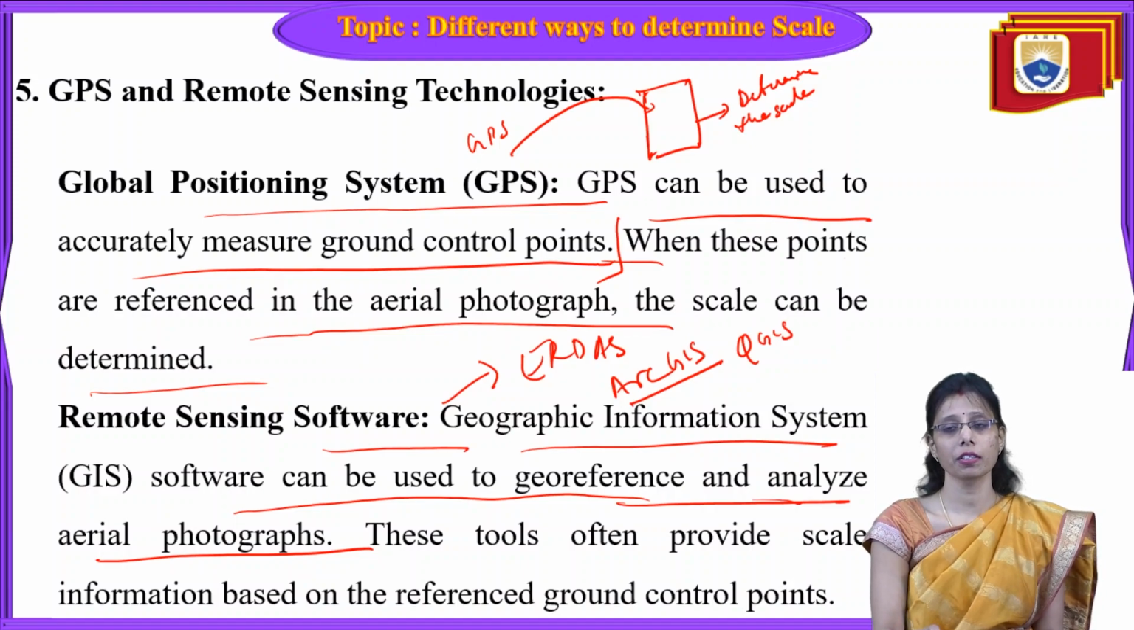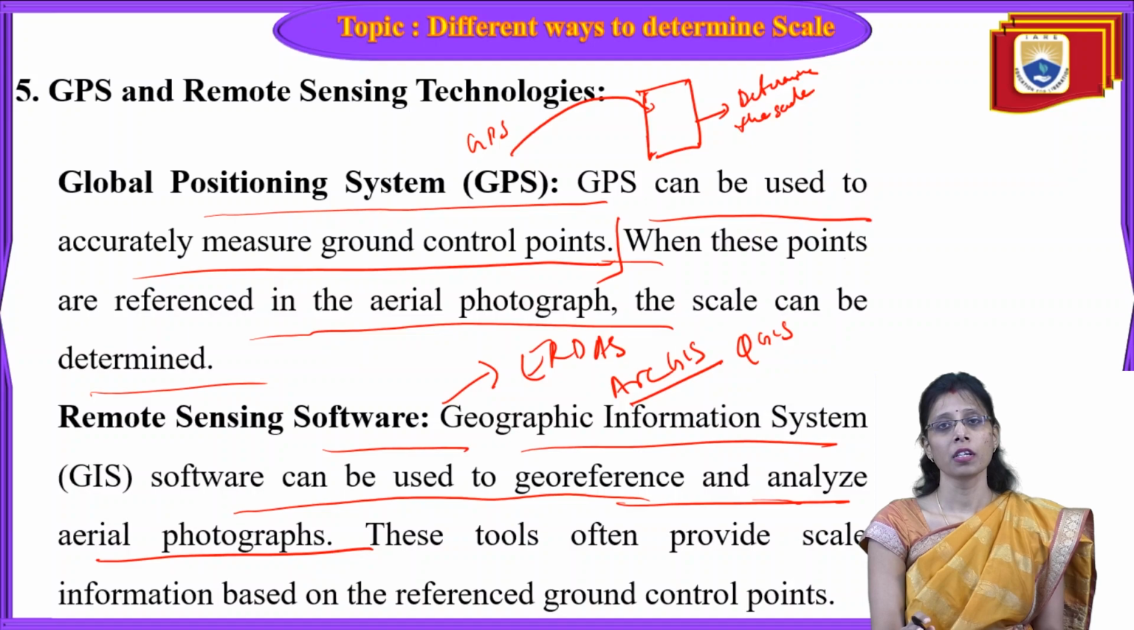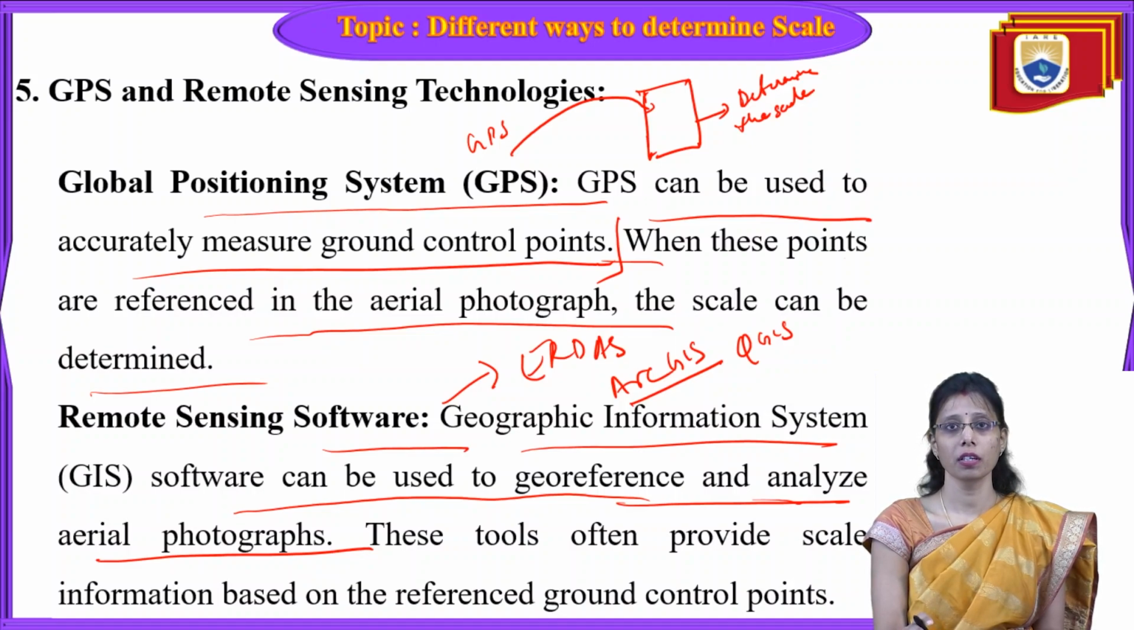So this is one of the methods where we can transfer the GPS points to the map after recording the GPS points in the GPS device. We can use GIS software or ERDAS software to transfer the information to the map.